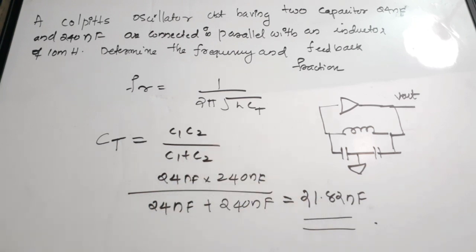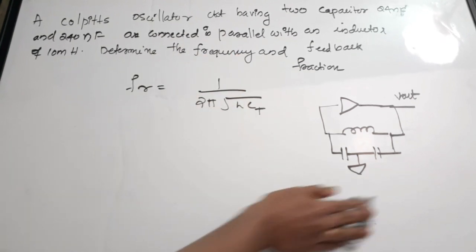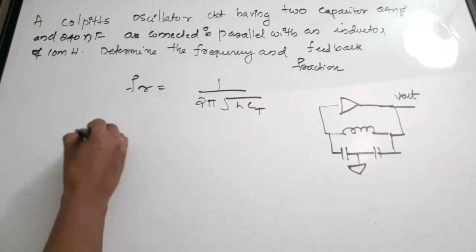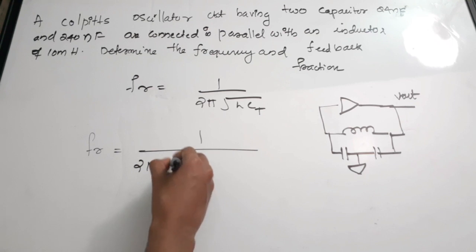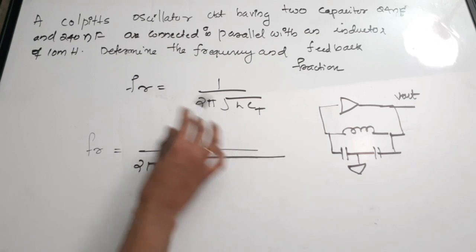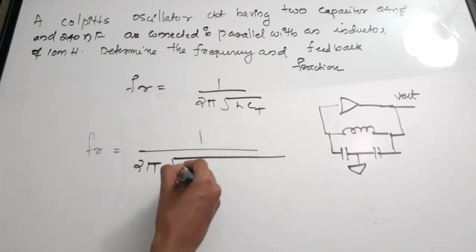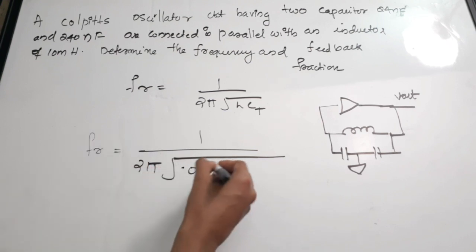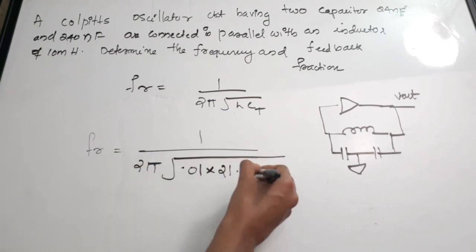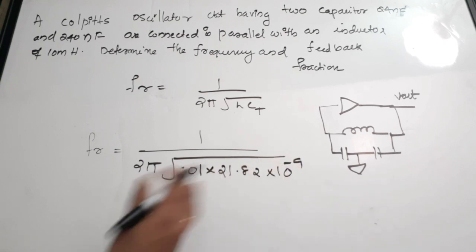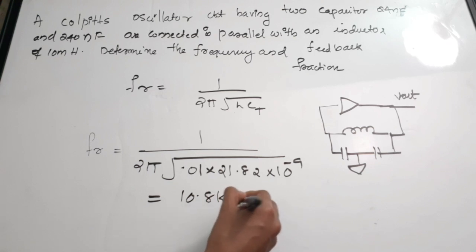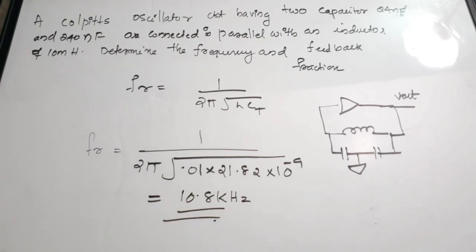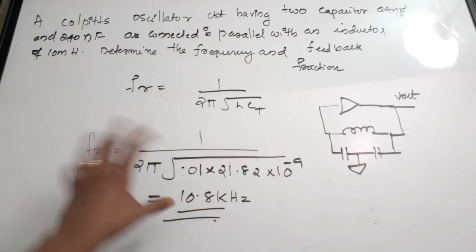Now I'm going to substitute all these values into this frequency equation in order to find the frequency. So Fr is equal to 1 by 2 pi into square root of L, which is 10 millihenry, so it is 0.01 Henry, into 21.82 into 10 raised to minus 9 farad. And the value we get is 10.8 kilohertz, which is the frequency. Now, till this point, if you know the circuit and if you know the equation, you can do it.